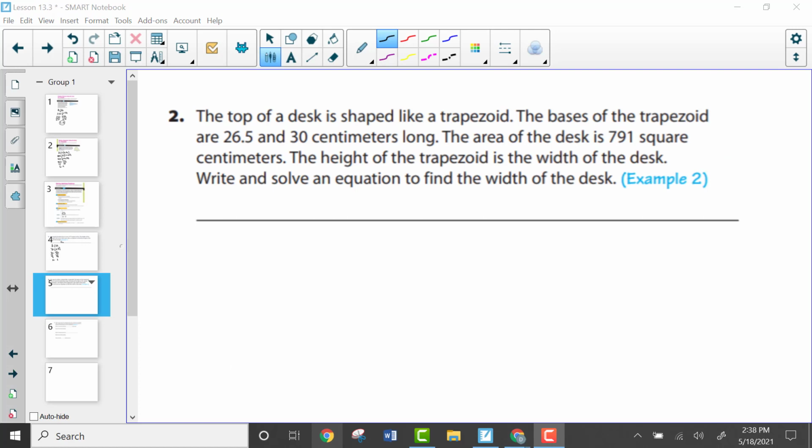So I would like you to do number 2 all on your own. This deals with the trapezoid. You'll need to write out the formula, plug in the numbers, and work it out. When you press play, I will have the answer for you. So pause the video now.